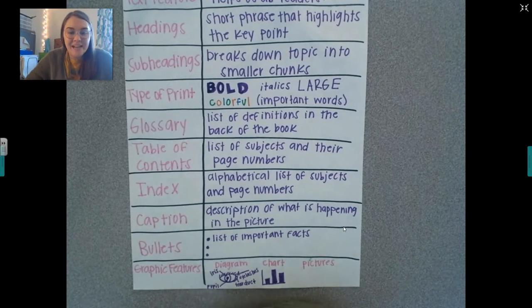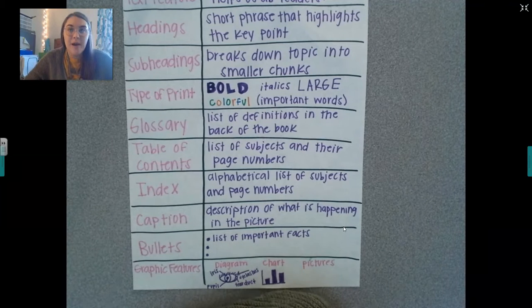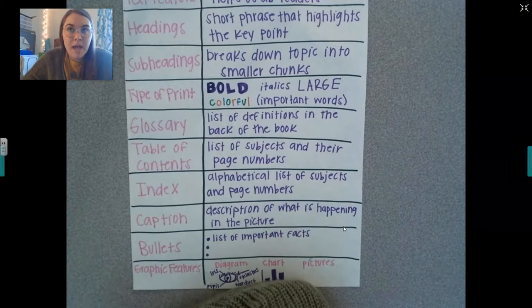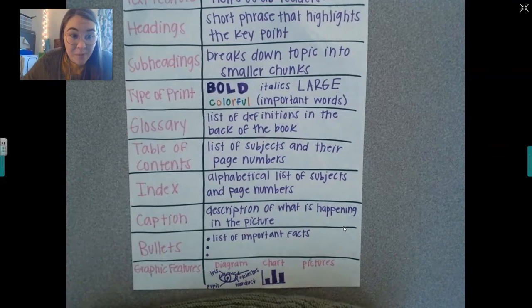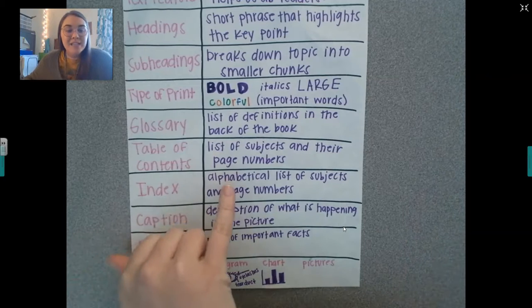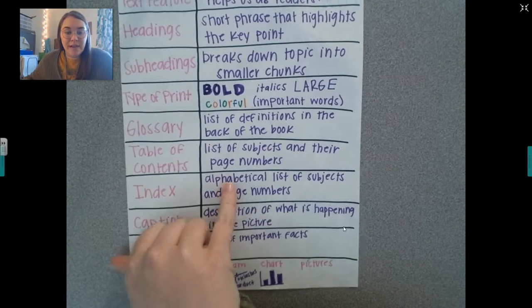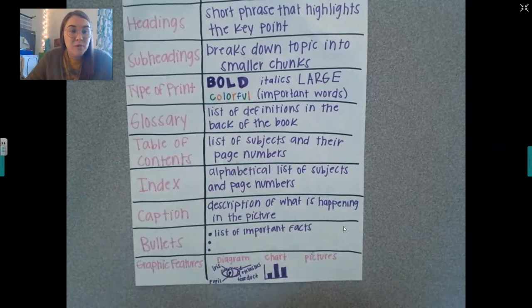Then we have an index. Index we use as teachers all the time. If I want to teach you about Texas Independence Day, then I can go on the index of your social studies book and I can find Texas Independence Day. And so without flipping through the whole book, now I know what pages Texas Independence Day is on. And it's very similar to a glossary in the fact that it's alphabetical, but instead of having definitions, it has page numbers where you can find these words.